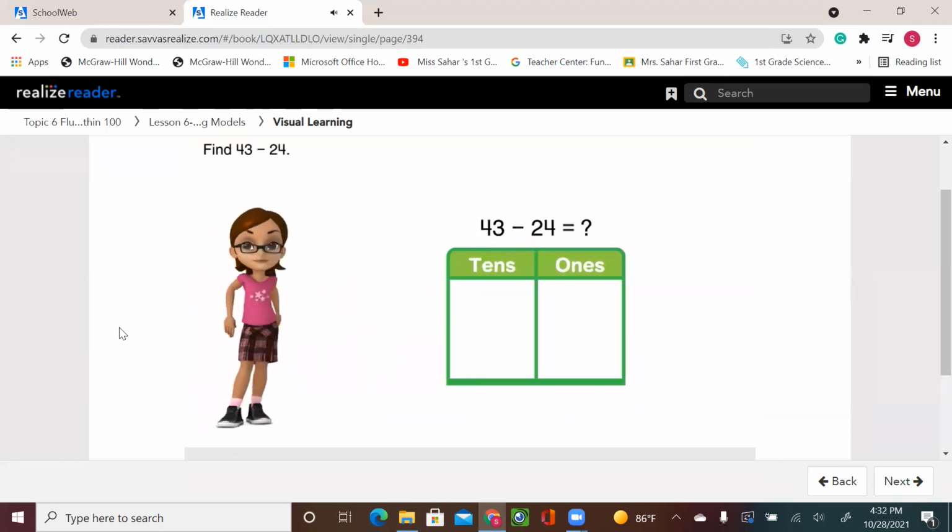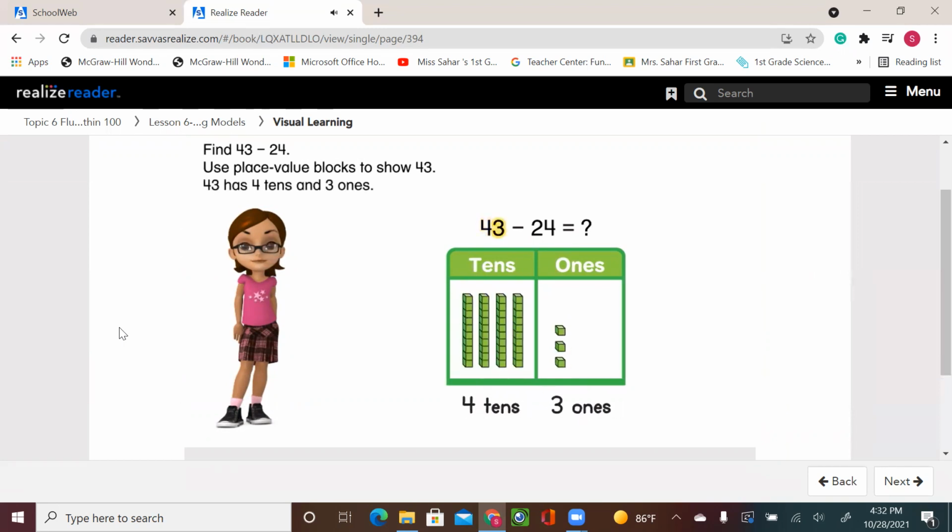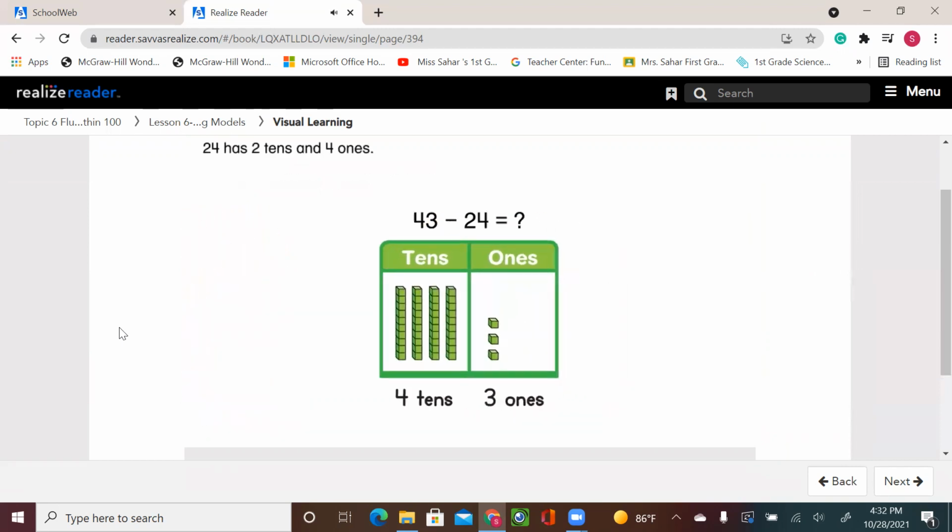Find 43 minus 24. Use place value blocks to show 43. 43 has 4 tens and 3 ones. 24 has 2 tens and 4 ones. 43 only has 3 ones, so you need to regroup to subtract.